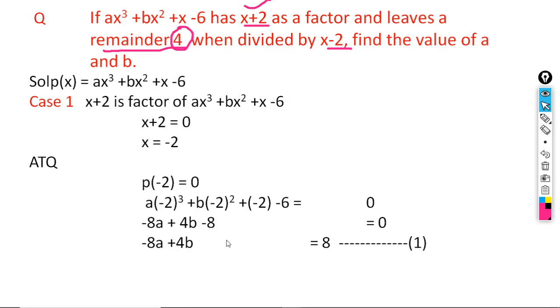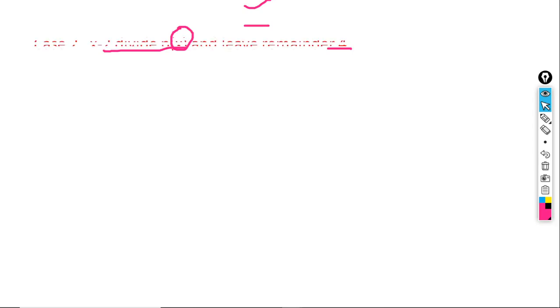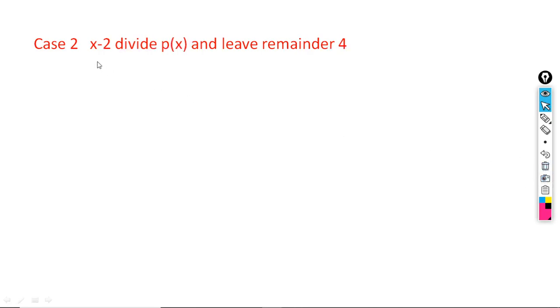Now here one more step is possible. By taking 4 common, we can cancel a few terms. I am doing it without taking common. Let us check the second step. In the second step, it is given that x minus 2 will divide p of x and leave remainder 4. Let us put this in equation form.